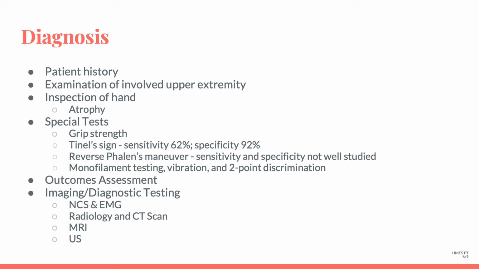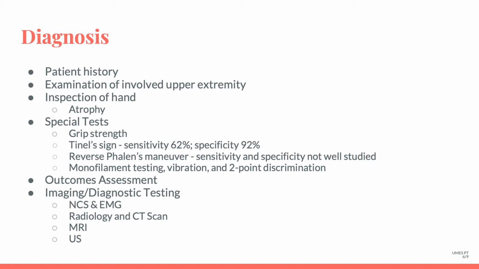So for the diagnosis of carpal tunnel syndrome, we want to be taking a patient history, where we're asking questions such as the frequency and duration of symptoms, whether the symptoms occur during the day or at night, and positions that may be provoking the symptoms. And then we also want to know if they have any predisposition factors, which I had gone over earlier, such as diabetes, inflammatory arthritis, and many others.